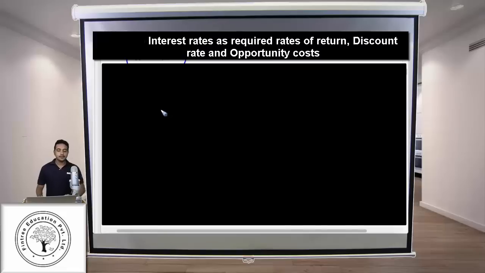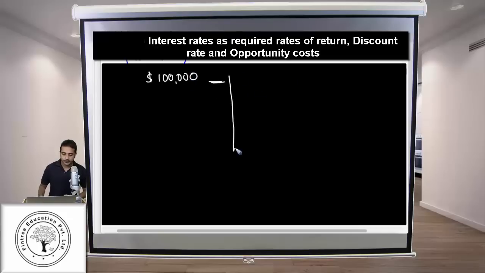So let us say you have $100,000 with you. There are 2 possible things that you can do with it. Either you can make a fixed deposit into a bank, or alternatively you can invest that into a business. Are we okay? Now, if you make a fixed deposit into a bank, then you can easily expect to earn, I'm just making up a number, let's say 5% per annum.